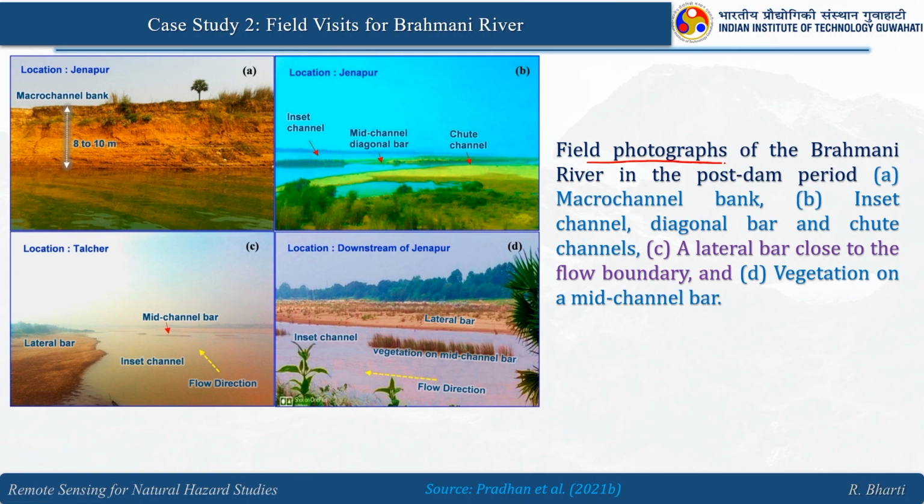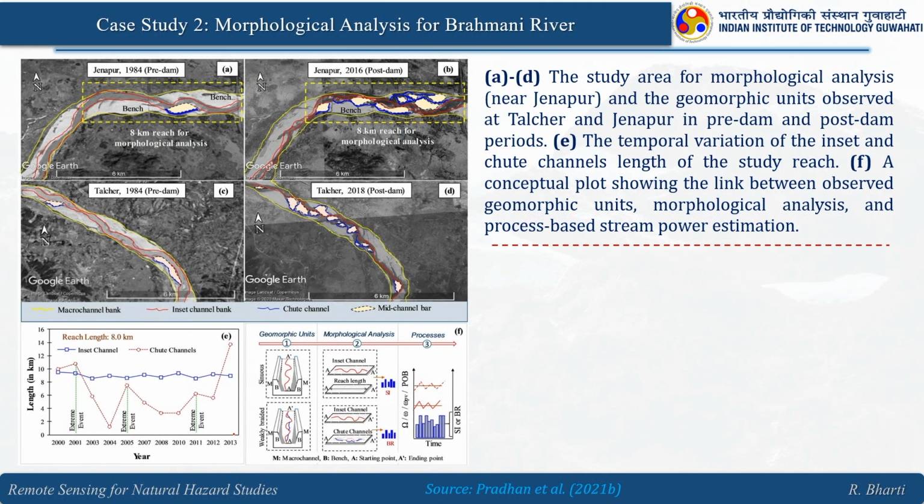So, these are the field photographs of Brahmani river and this is the post dam scenario. The first one is showing the A, which is the micro channel banks. Here in the B you have diagonal bars and chute formation, right. Then in the C you have lateral bar close to the flow boundary and D which is the vegetation on mid channel bar, right. So, these are evident in the field investigation.